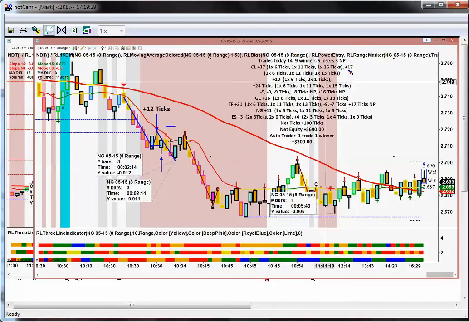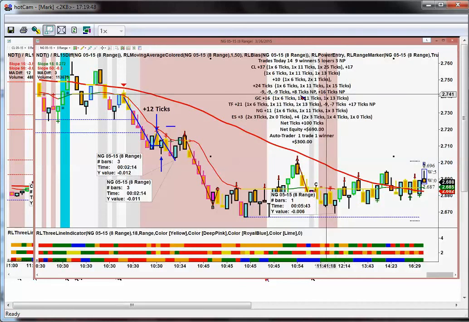Then I had a 17 tick trade on crude. One contract off at 6, one at 11, one at 13. Then I had a 10 tick trade on crude. One at 6 and two at 1 tick. Then I had a 24 tick trade on crude. One off at 6, one off at 11, and one off at 15. Then I took 3 losers.